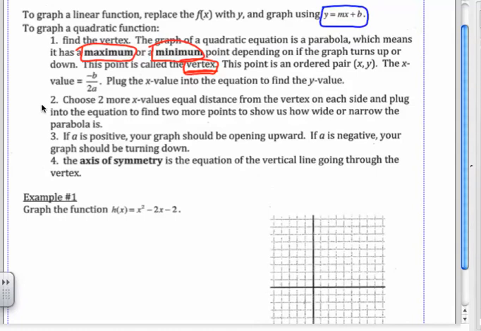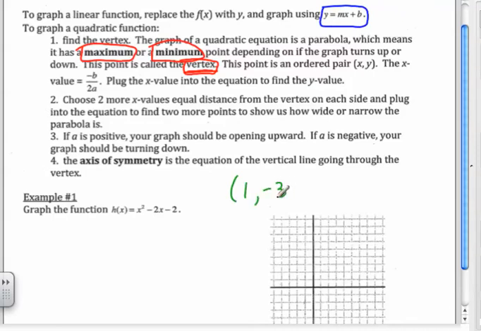Now, number 2 says choose two more x values equal distance from the vertex. Let's just say that our vertex was 1, -3. Let's just say that that was true. What would be two x values that I could plug in on either side of the vertex that are the same distance from it? Well, let me ask you this. What if I plugged in 4 for this point? What would the x be on the other point?